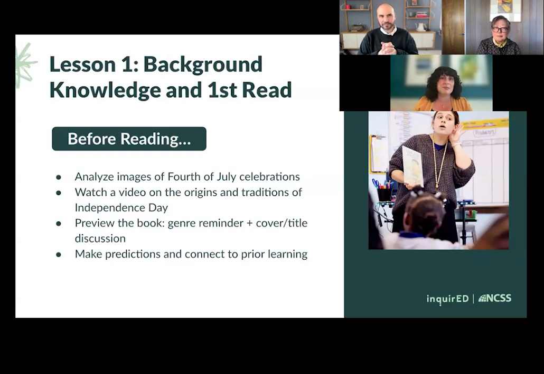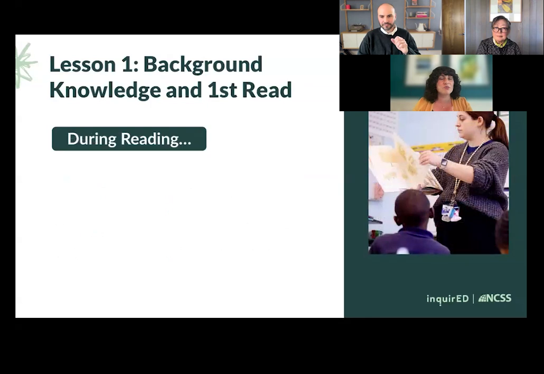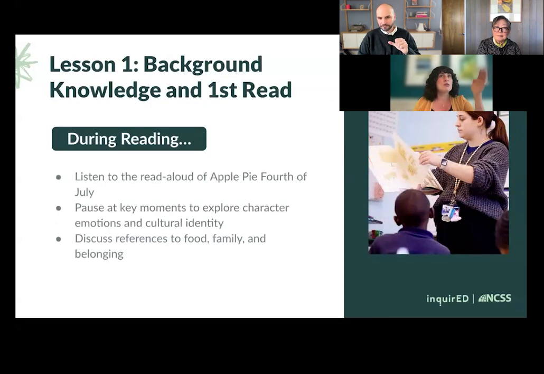So, really thinking about hitting some of those standards around the founding of the country's history, before we even get into the different traditions we have, why do we even have them in the first place? And then they read the text for the first time. And that first reading is really just a "do you understand what's happening in the story" kind of read.